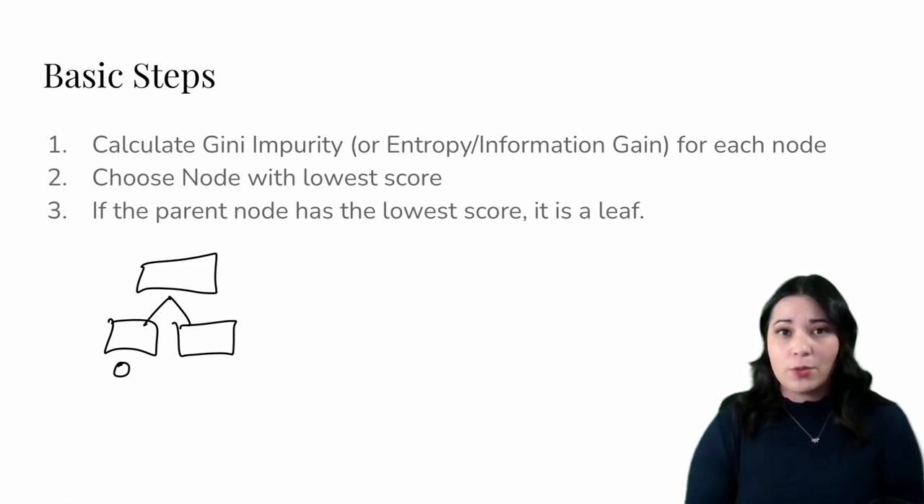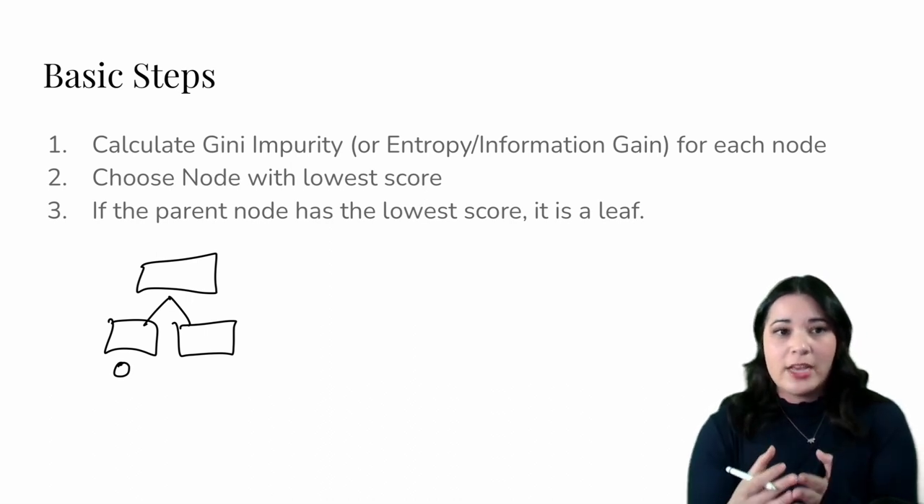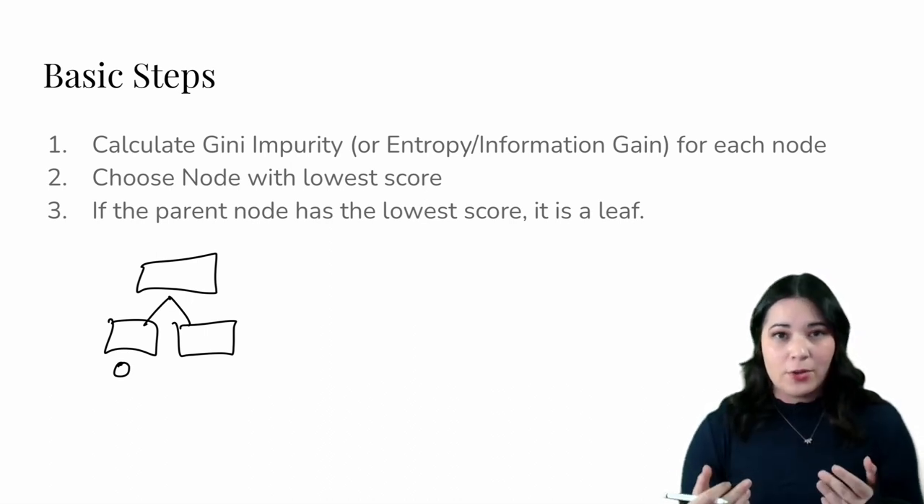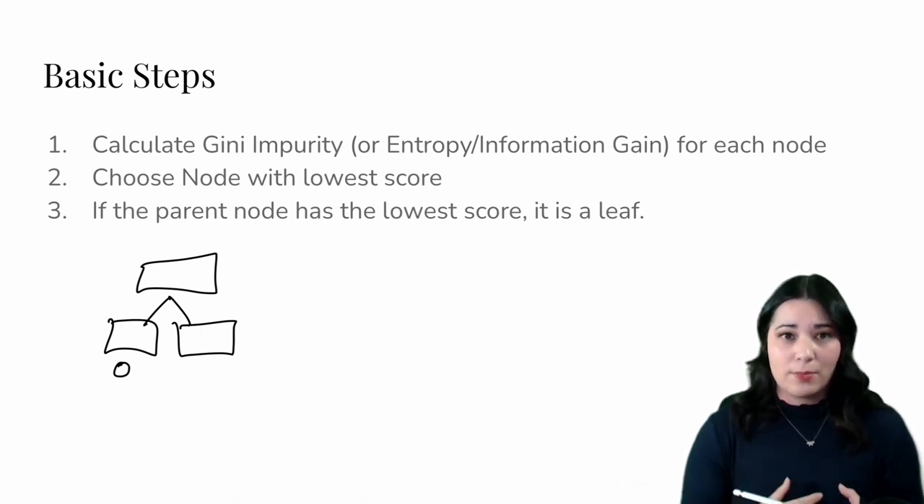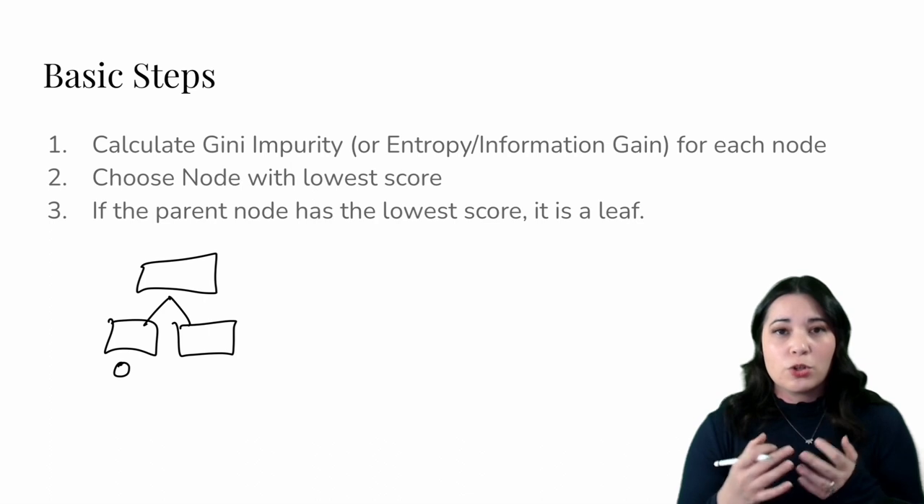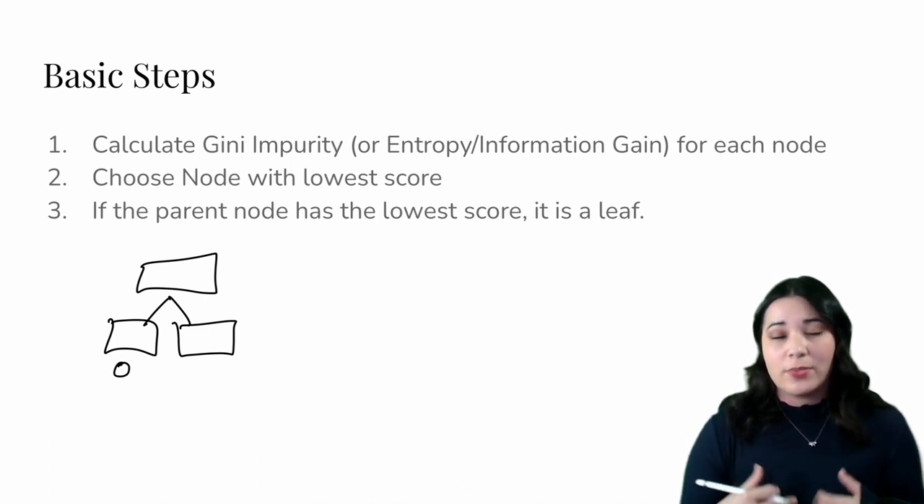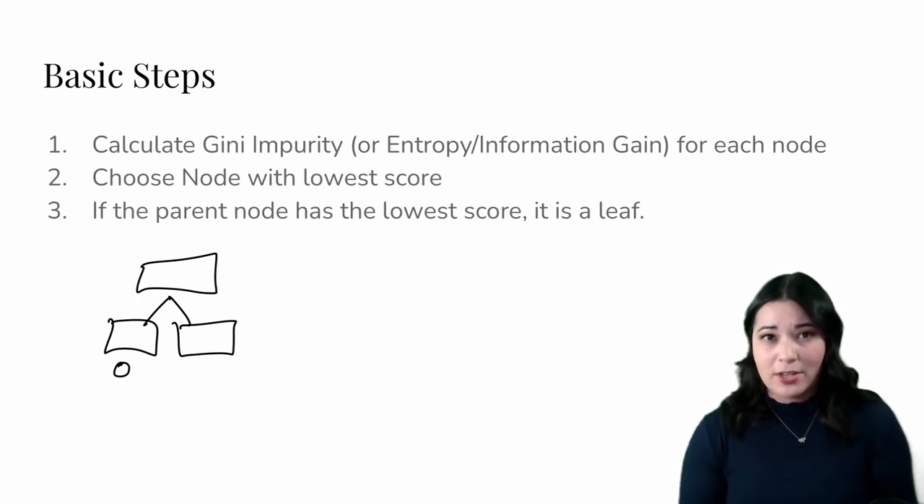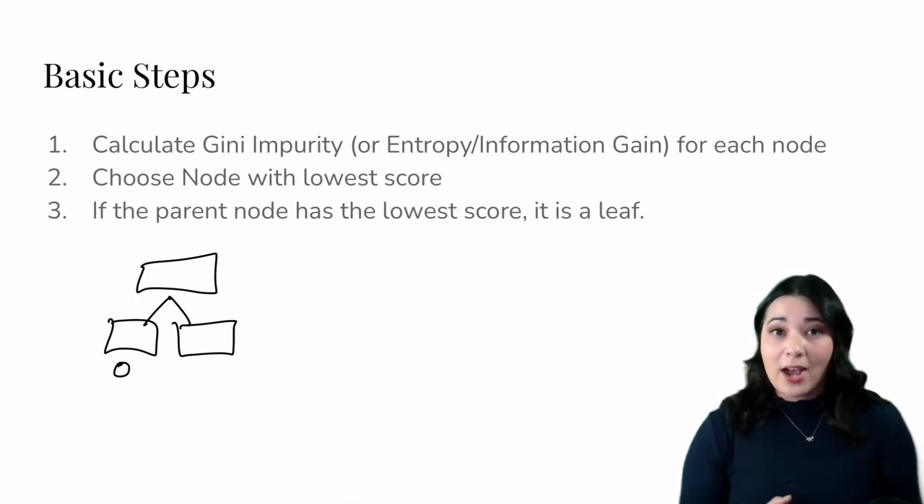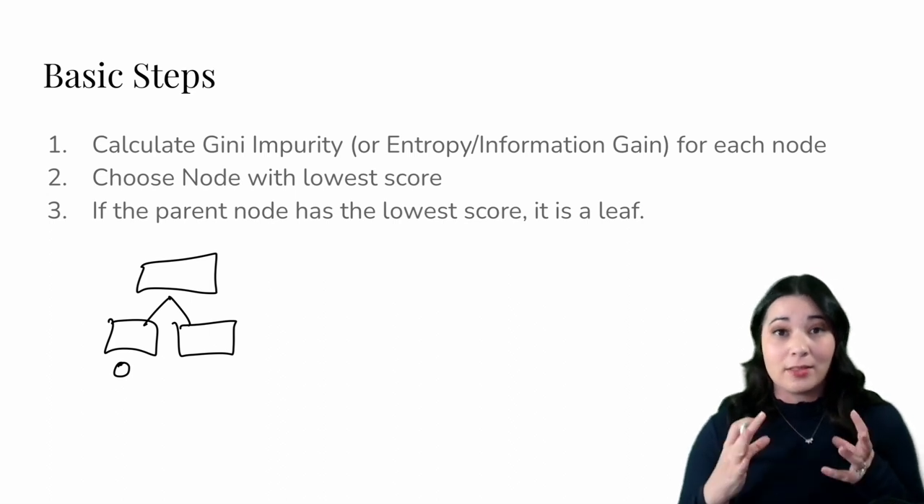So again, to review, when building a decision tree, we are going to, for every node, see if splitting that node by any of our predictors is able to decrease the Gini impurity or entropy of that node. We'll choose whichever variable to split on that reduces it the most. However, if we reach a point that splitting on different variables does not improve the Gini impurity or entropy, we will stop and that node will become a leaf node.